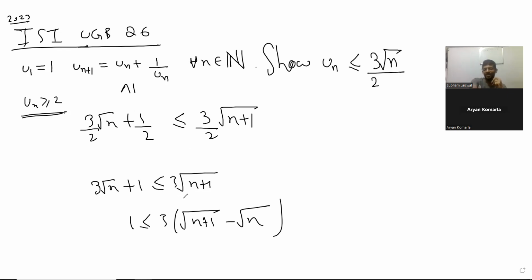Eventually this is true, because root n plus 1 minus root n goes to 1, right? Where does it go to? Can you tell? It doesn't go to 1, it goes to 0. Oh, right, yes, I think it goes to 0. That's what I meant. Of course, it goes to 0.